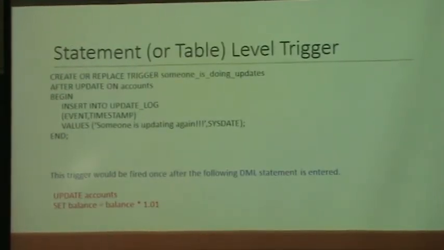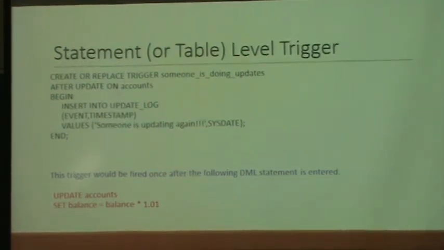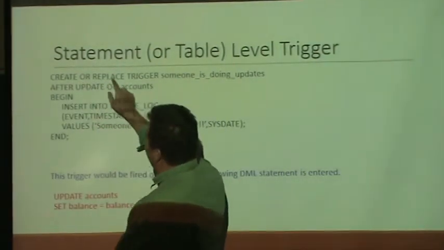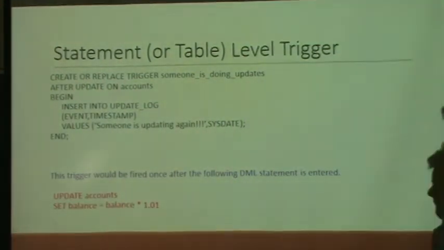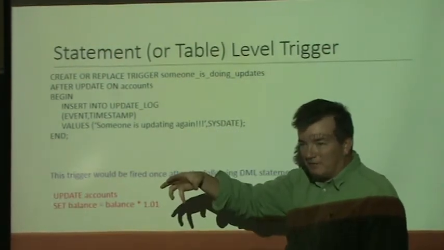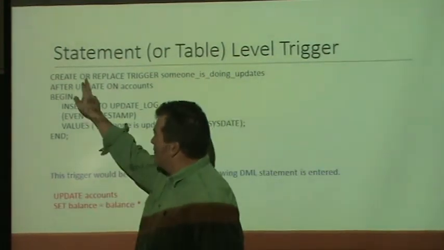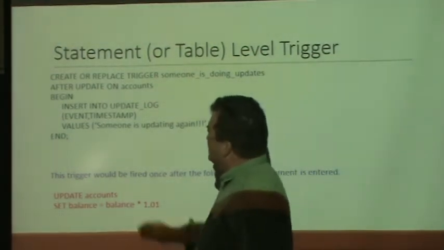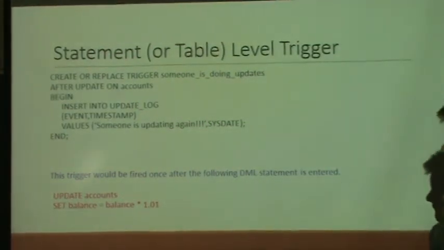So here's an example of what they call a statement level trigger, not per row, but per statement. We could say create. Now we also have this optional thing I'm sneaking in here called "or replace." If you go to create a trigger and the name of the trigger already exists in your database, you're going to get an error saying I already have that trigger. And it's not going to say, would you like me to replace it with this new one? So if you say create or replace, that means if it's already there, overwrite it with this new one. Okay, so create or replace trigger, and the name of the trigger is someone is doing an update.